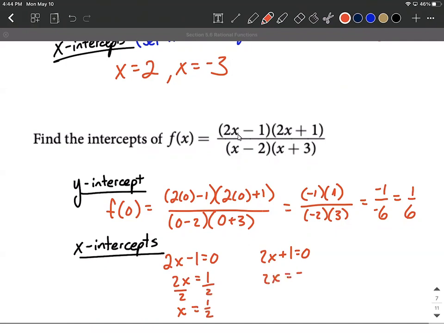In this case over here, we're going to subtract 1 and then divide by 2. So we get x equals negative 1/2. So we have two x-intercepts, one at positive 1/2, one at negative 1/2.